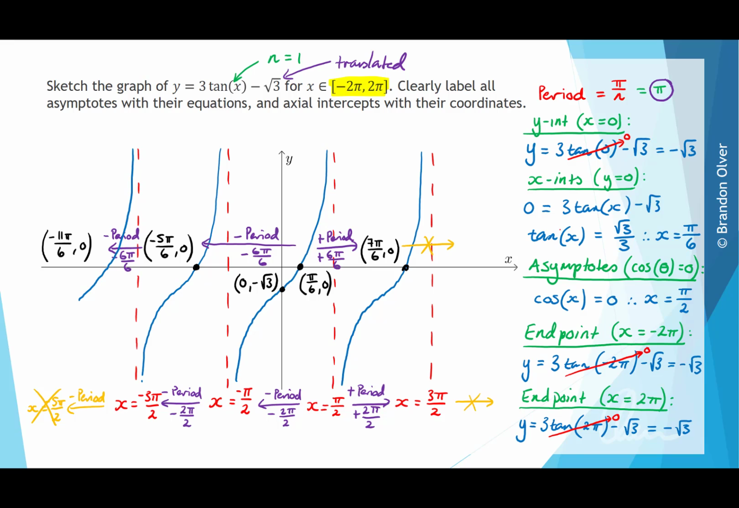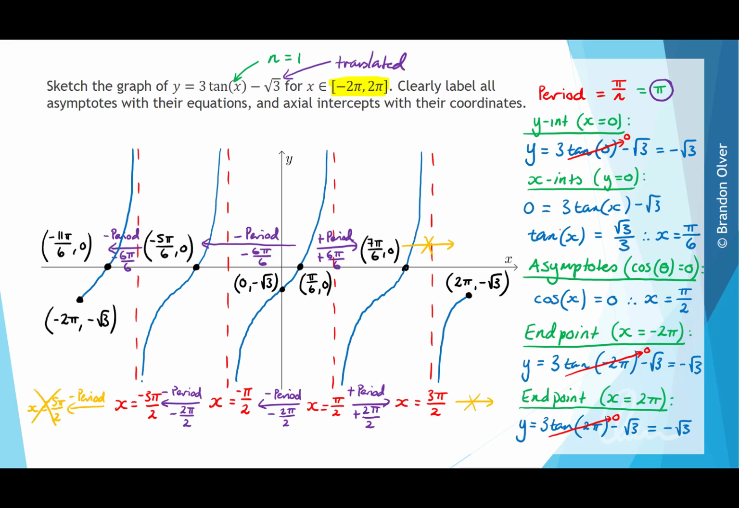And then back over this side, because we're not quite at x is 2 pi yet, we know that there's going to be part of the graph that's going to come up and end at negative root 3. This endpoint here is at negative 2 pi, negative root 3, and we found the value of that endpoint on the right hand side over here. This endpoint here is at positive 2 pi and a y value of negative root 3 still.